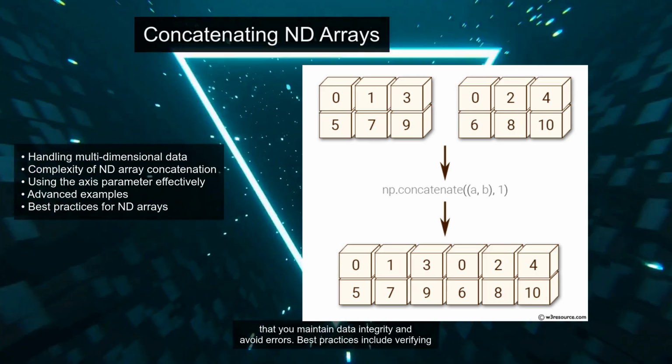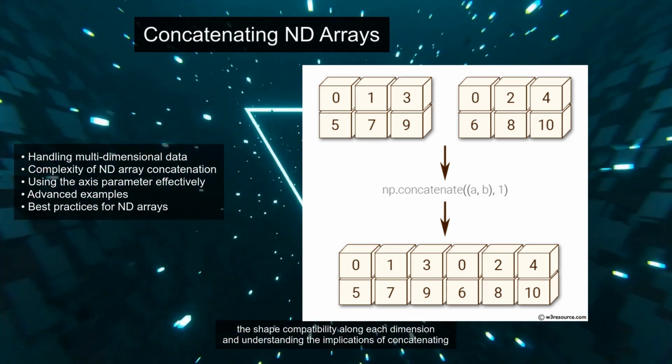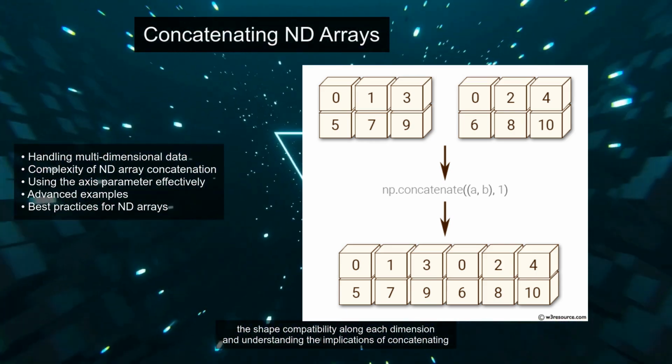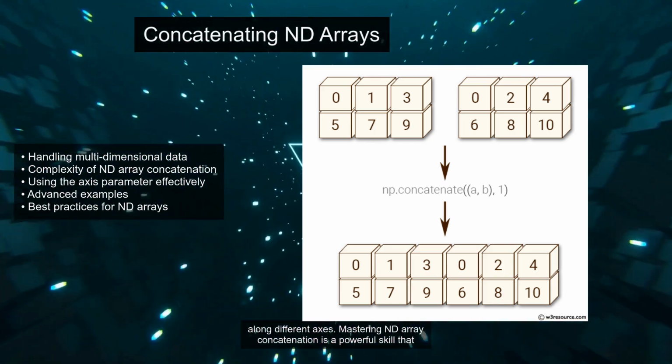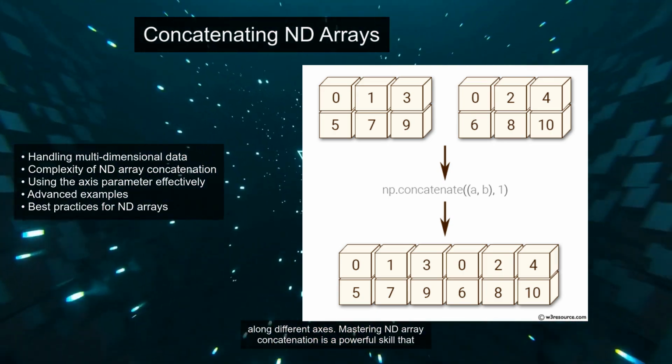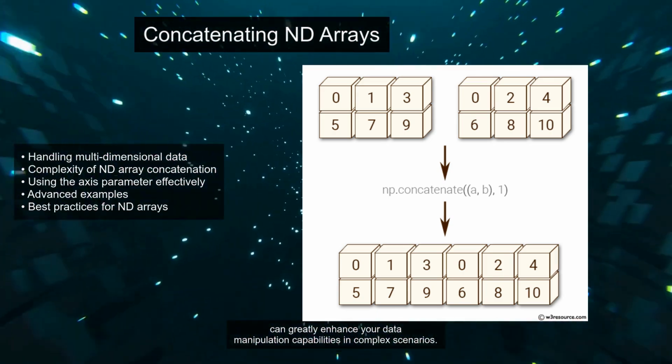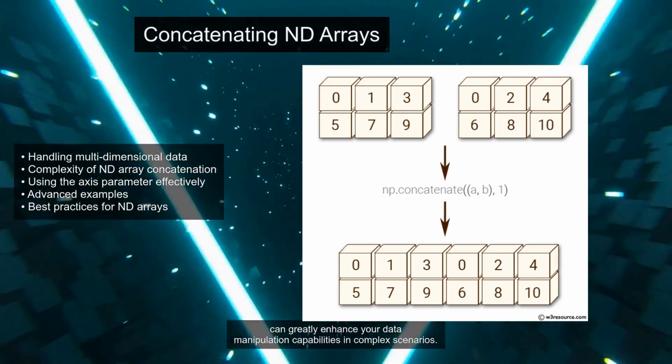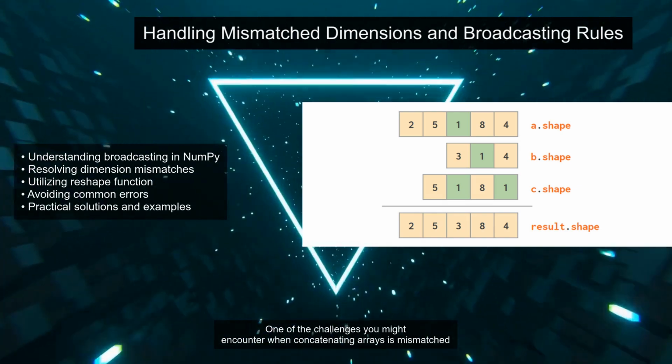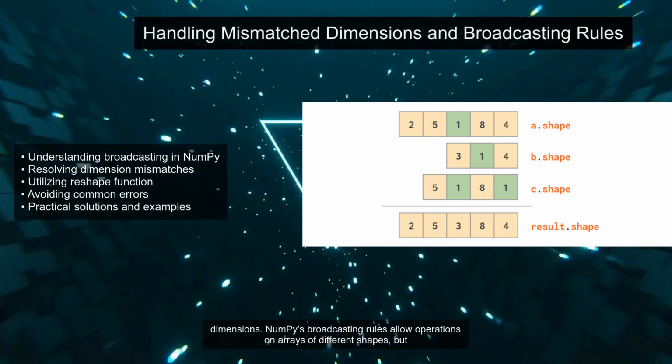Best practices include verifying the shape compatibility along each dimension and understanding the implications of concatenating along different axes. Mastering ND array concatenation is a powerful skill that can greatly enhance your data manipulation capabilities in complex scenarios. One of the challenges you might encounter when concatenating arrays is mismatched dimensions.